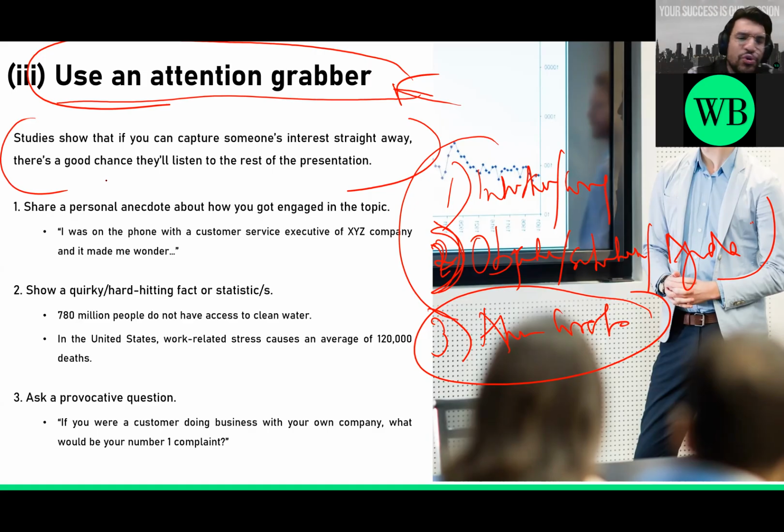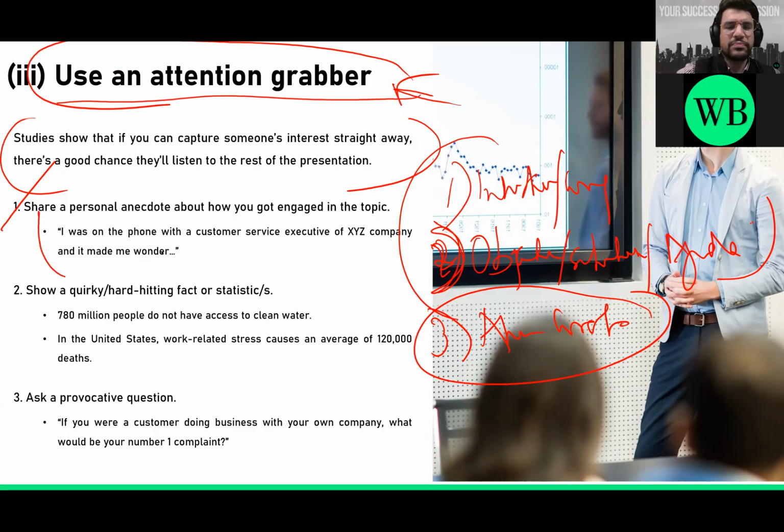Now, how can you do that, ladies and gentlemen? There are 4 or 5 ways that we're going to share with you. Number one, share a personal anecdote about how you got engaged in the topic that you're going to talk about, right? That's a good way in which you can grab their attention. Now, I'll give you examples of each one of them, right?